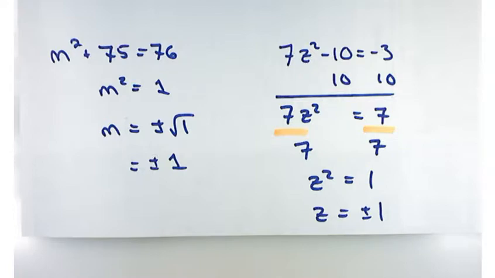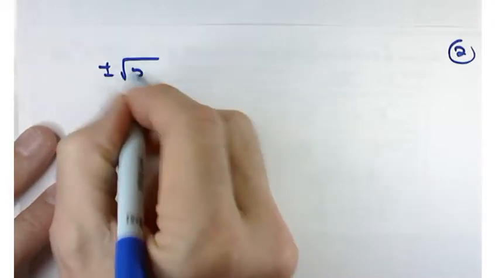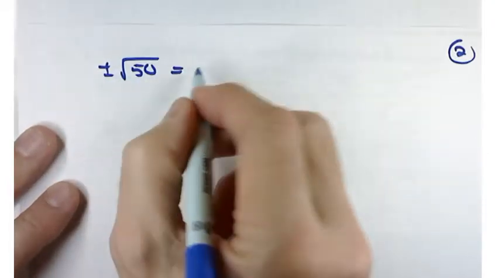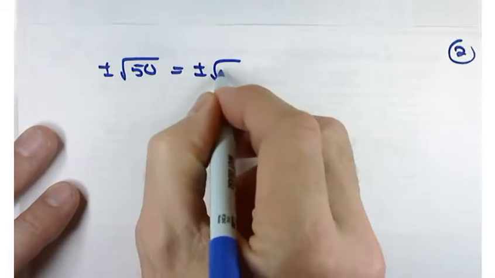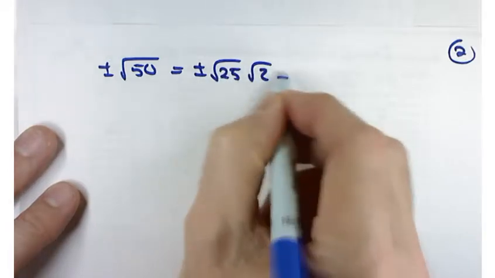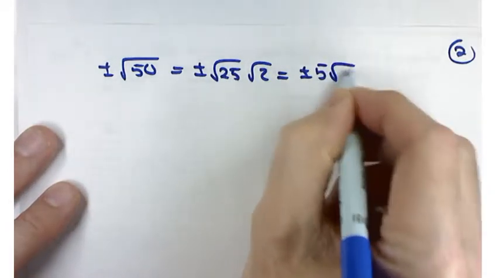If there's a perfect square underneath your square root, then I'd want it simplified. So if you had, let's do plus or minus the square root of 50, I want that broken up as the square root of 25 times the square root of 2, which of course part of that will simplify.